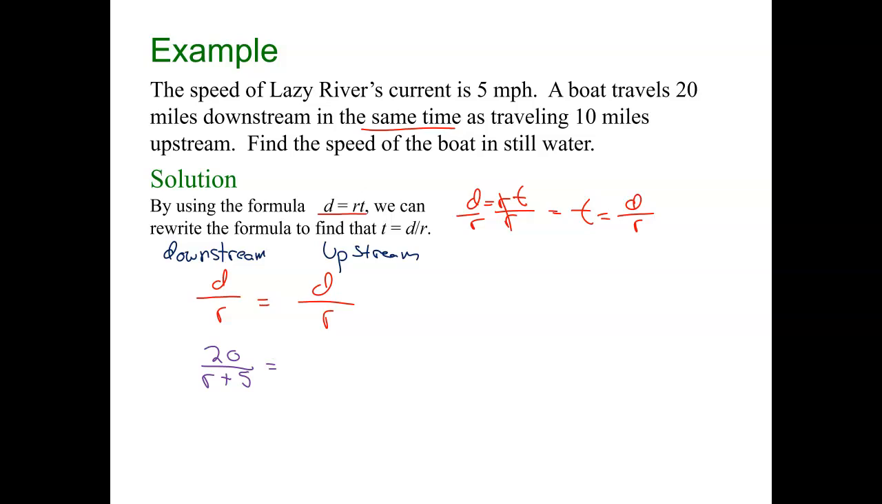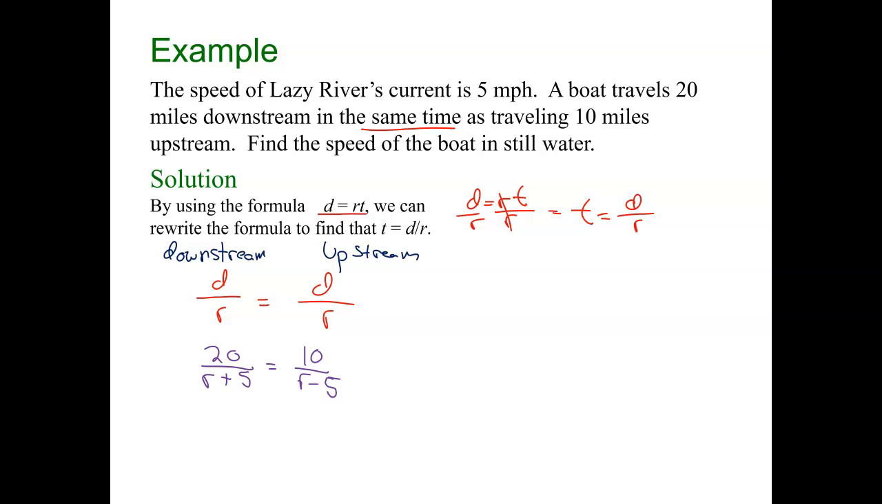What about going upstream? What's the distance? 10. Is upstream going to slow it down or speed it up? Slow it down. r minus 5. Because going upstream, you're going against the river's flow. So the river's pushing against you while you go upstream. Downstream, you're working with it. Have any of you ever been in a lazy river at a water park? If you're swimming with the flow, you go a lot faster. That's going downstream. But if you try to catch up to someone that's behind you, you have to swim a lot harder because you're fighting against the current.